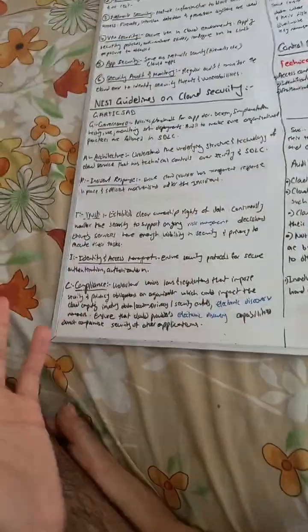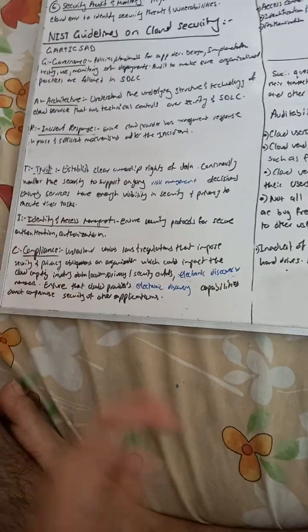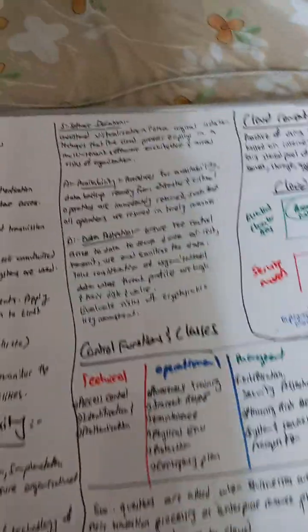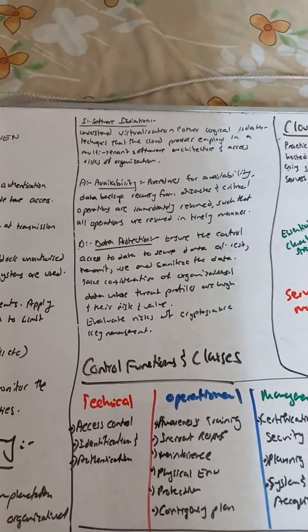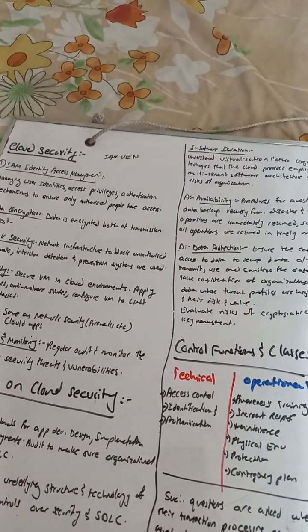So if it comes to the wrong hands of the people, they should not be able to recover the data from other applications. Then we have software isolation. So GARTI, C, and then S. Yeah, S stands for software isolation.